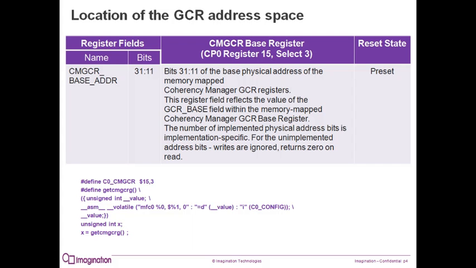The memory mapped address for the base of the global configuration registers can be found by reading CP0 Register 15 Select 3. Here are the macros that will allow you to access the register from a C program, and here is an example of calling that macro from C.